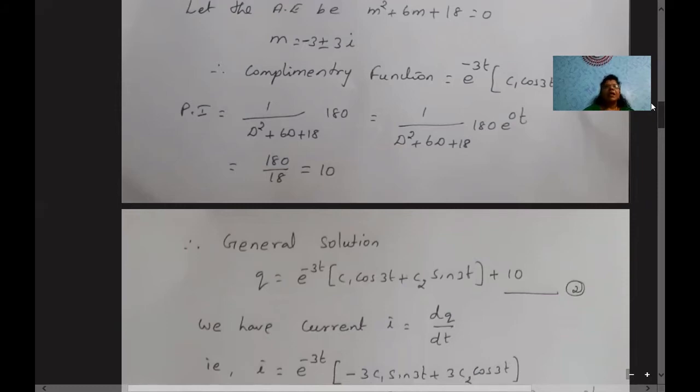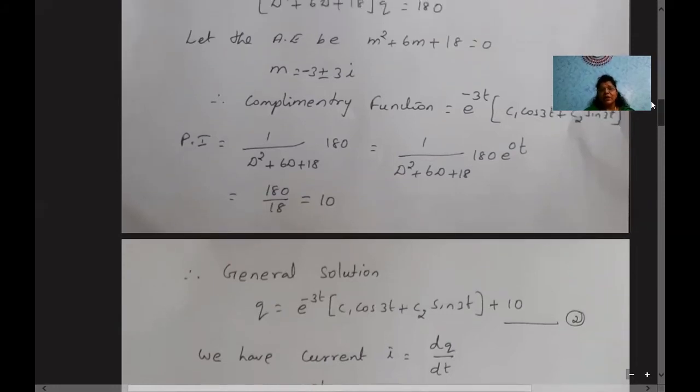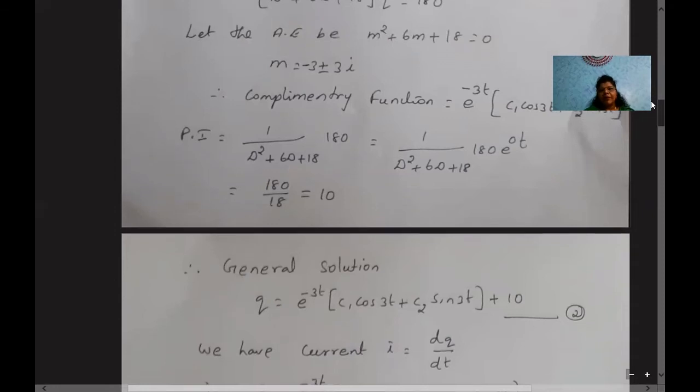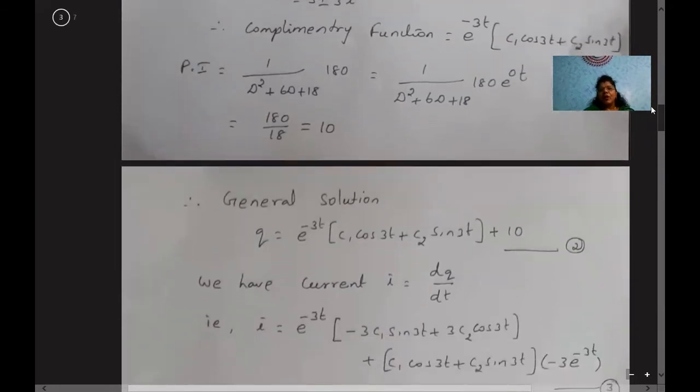What is case 1? e power ax. Here the exponential is not there, which means I have to write the constant as a constant into e power 0x. Here instead of x, t. So I am writing 180 as 180 into e power 0t. If it is e power ax, what do we have to substitute? Put D equal to 0. So by substituting D equal to 0, we obtain 180 by 18 equal to 10.